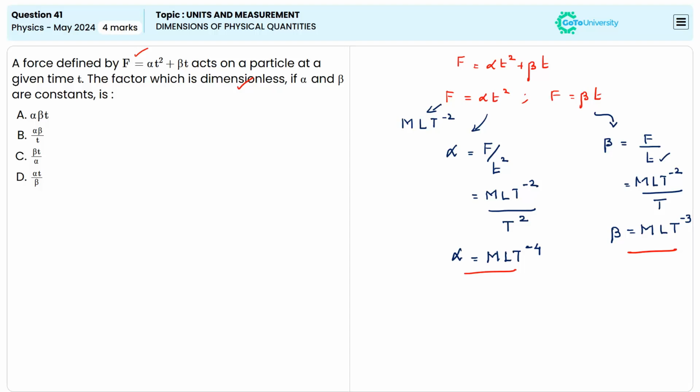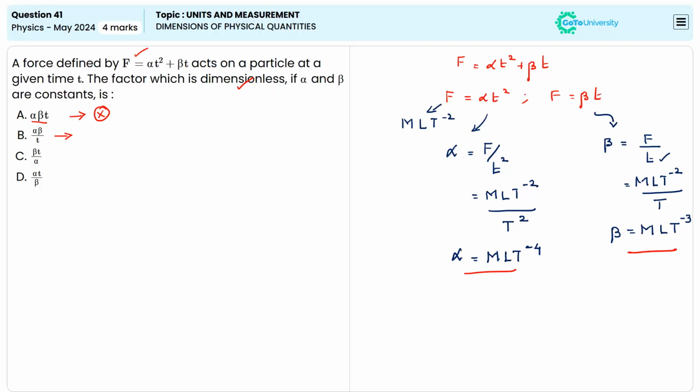So let us check option A. When we are checking option A, everything is in multiplication. Here, when we are multiplying alpha and beta, definitely it will give a quantity having a dimension. So option A will not be the correct answer. So let us check option B because it is in division.